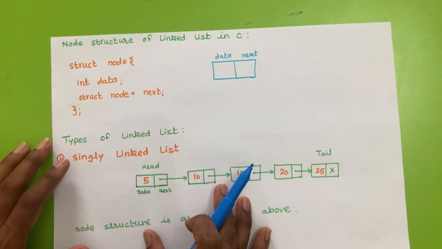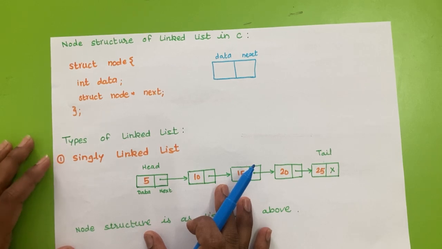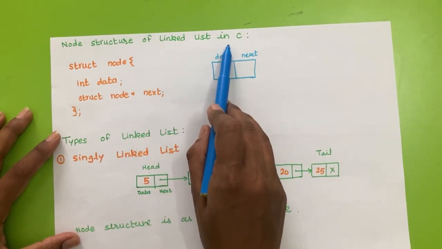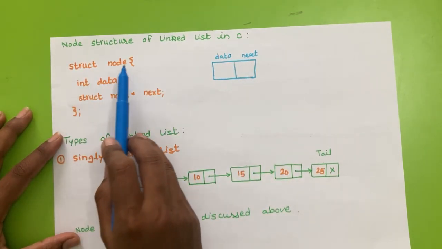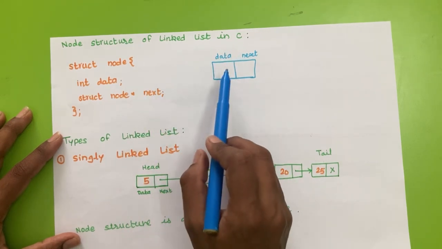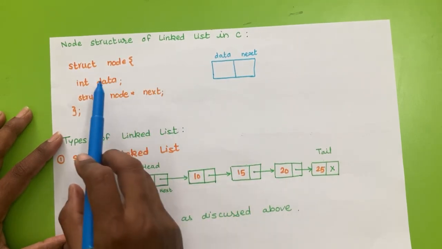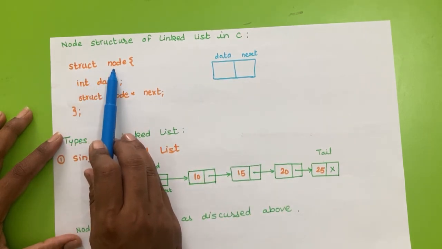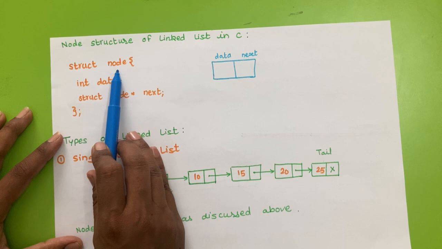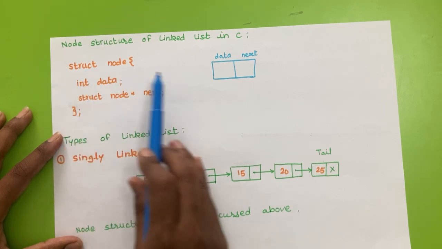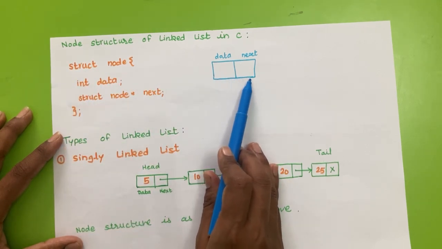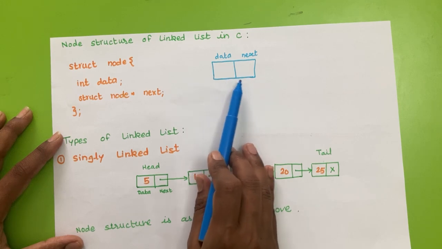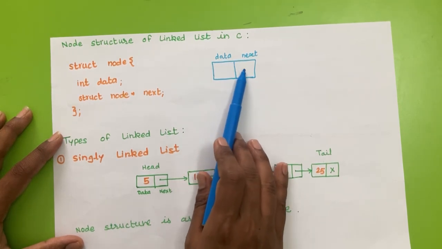Now we will see how we can write the structure of a node in the linked list in C programming. In a node we have two parts, so I have to use a structure in C programming. I have taken a structure here because these are two different types of variables, and I have to combine them.